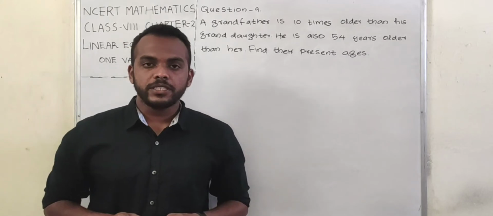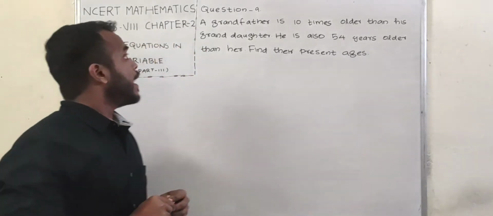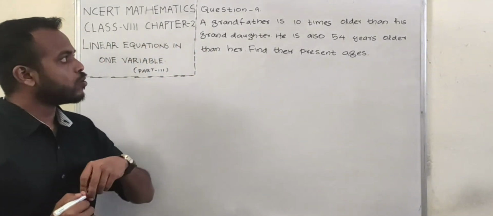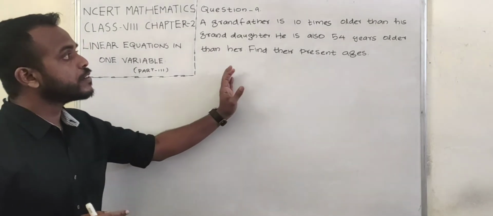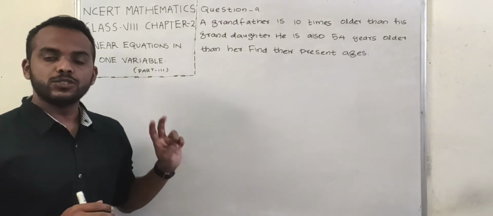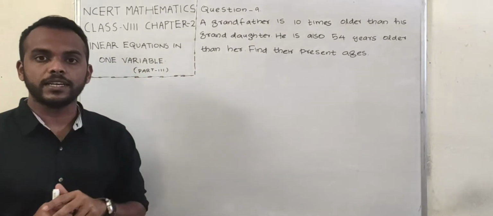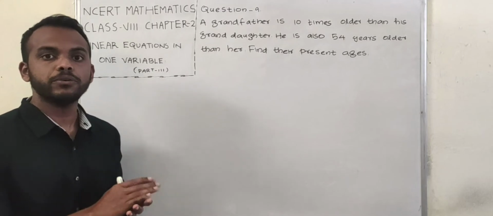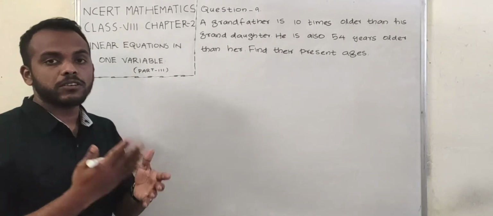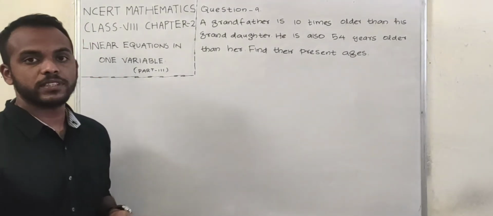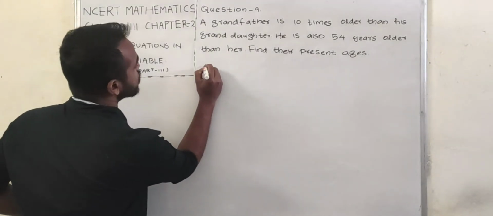Let's see the ninth question. The question says, a grandfather is 10 times older than his granddaughter. Also, he is 54 years older than her. So in this question, we are given two conditions or two statements. We need to convert this into an equation, solve, and find the ages of these two people. So let's see how this can be done.